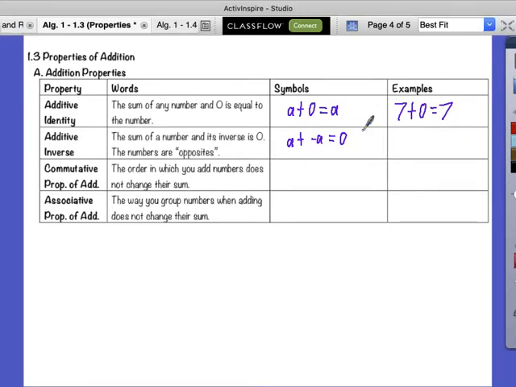Math. He's talking to the hallway. He's like knocking. Okay, anyway, pretend that didn't happen.